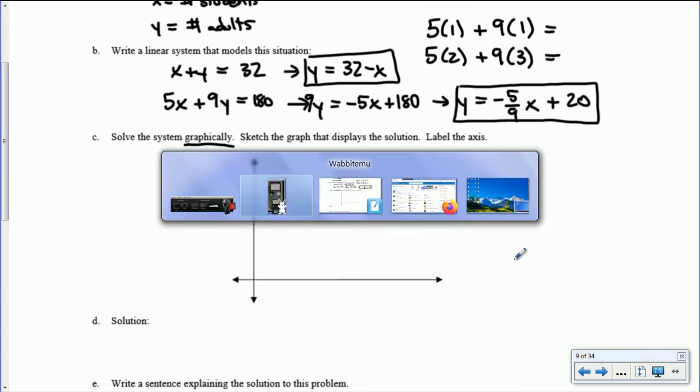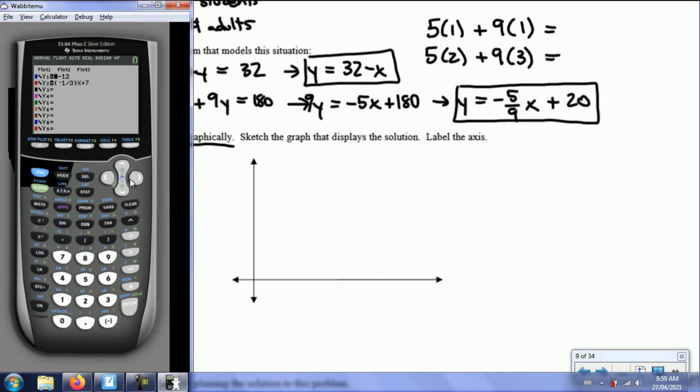So let's go ahead and put that into our graphing calculator. So I have something for y1 and I have something for y2. So 32 minus x is the first equation, and negative 5/9 x plus 20 is the second. Let's see what we got. Interesting. Okay, so at least we've got 2 lines here.